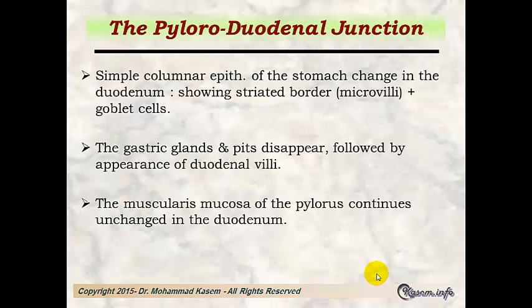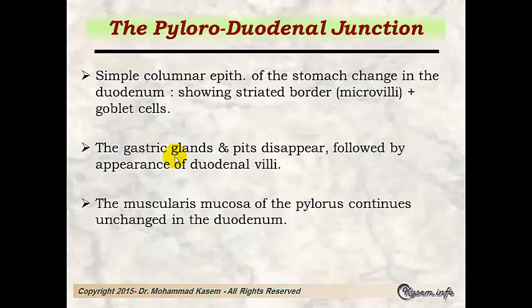Now we'll talk about the pyloro-duodenal junction. In this junction, we'll find the transition between the mucosa of the pylorus of the stomach and then the beginning of the duodenum. What happens here? We see a simple columnar epithelium of the stomach change into that of the duodenum, showing striated brush border with microvilli and goblet cells.